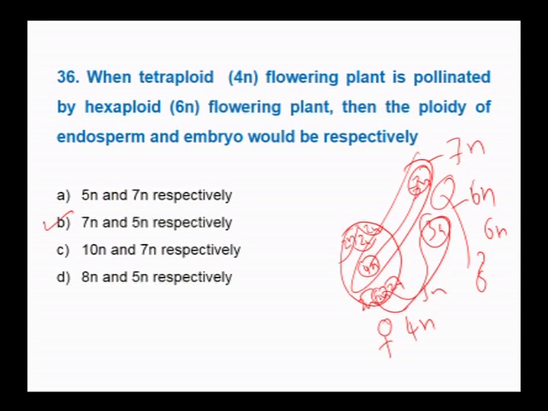Suppose you get confused and take this as 6N and this as 4N, then it will be 6 plus 2, 8N, and 4 plus 3, it will be 7N. Therefore, your answer will be wrong. So, for the given question, the correct option is B.